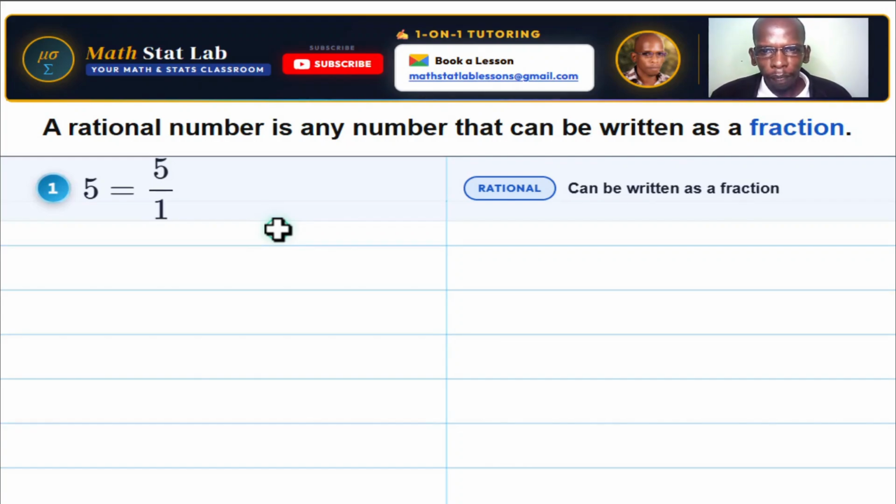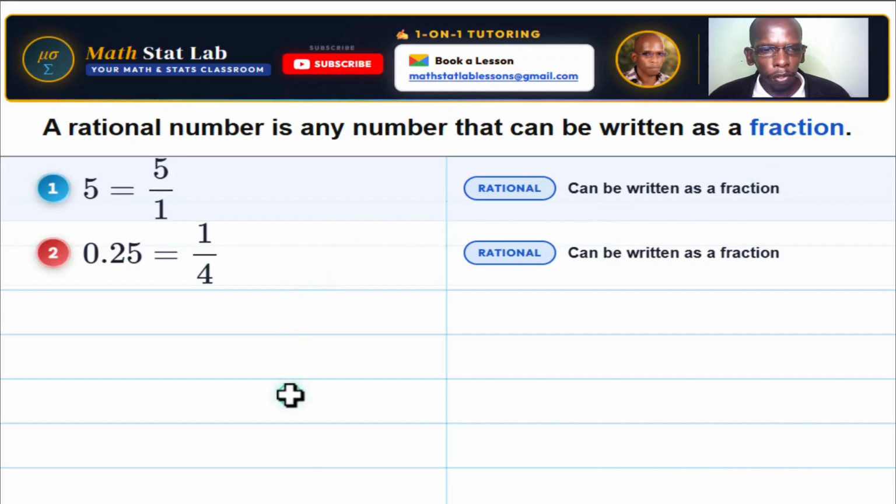All whole numbers are rational numbers because you can write them as fractions. If we have another number like 0.25, 0.25 can be written as a quarter, and a quarter is a fraction. Since 0.25 can be written as a fraction, it is a rational number, because we said rational numbers can be written as fractions.